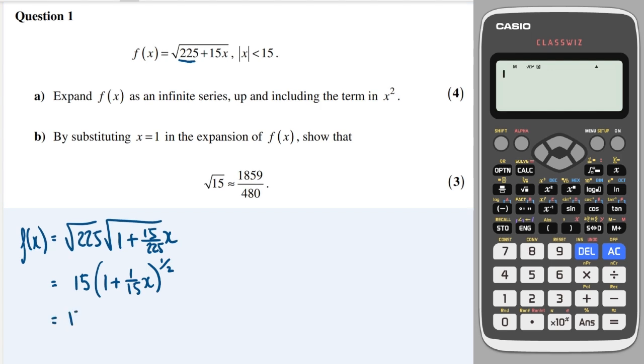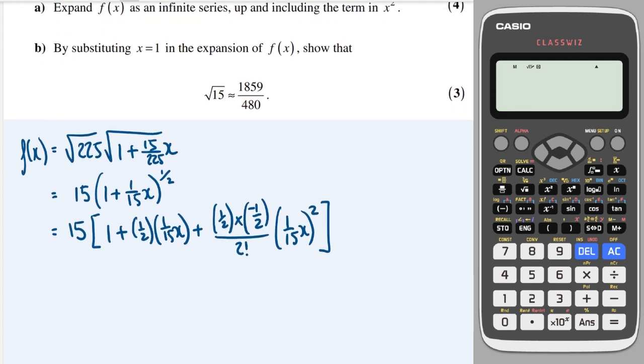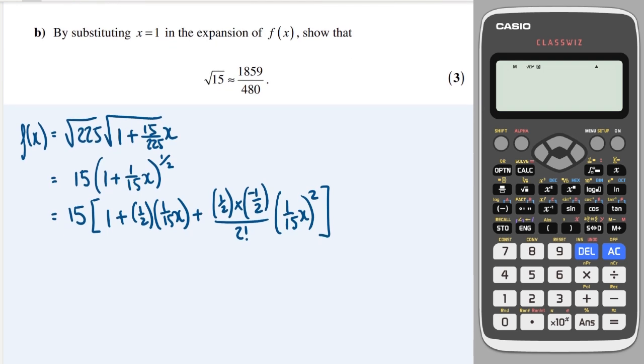Okay, so this gives me, when I use my formula, 1 plus nx, which is 1/2 times 1 over 15x, plus n, which is a half, times n minus 1, all over 2 factorial times x to the power 2. And that's as far as we need to go, because it asks only up to the x squared term. Okay, now we need to just expand this. So I'll start by expanding without the 15. So we get 1, plus 1 over 30x.